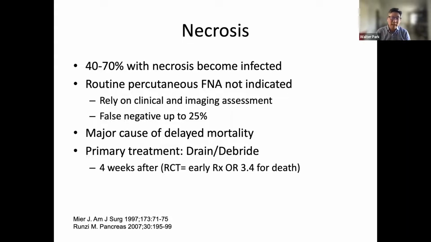In terms of managing and identifying this, we rely primarily on clinical and imaging findings and less on the need for an FNA due to false negatives being up to 25%. The general recommendation still is to medically manage this with IV antibiotics to try to minimize drainage or debridement to 4 weeks after the formation of the peripancreatic fluid collection.